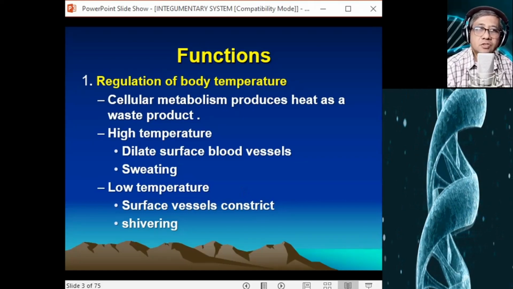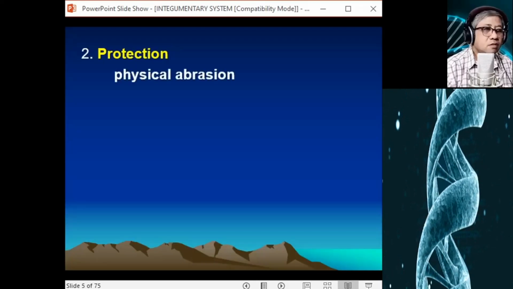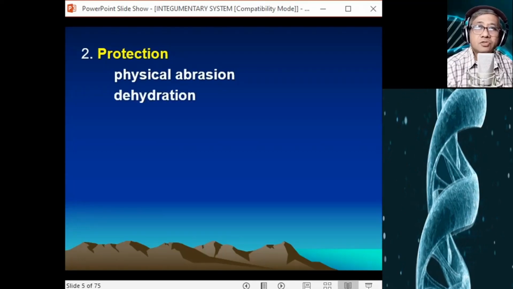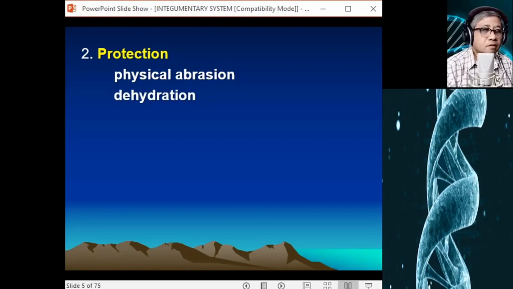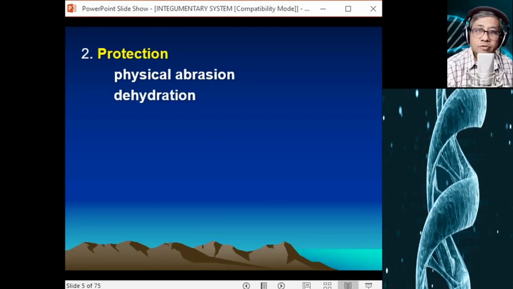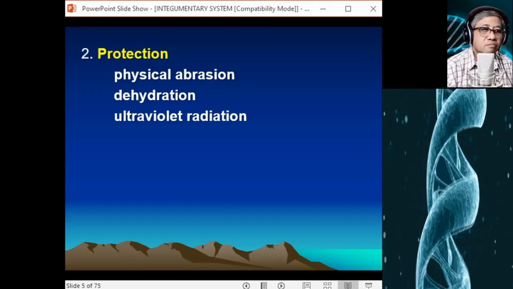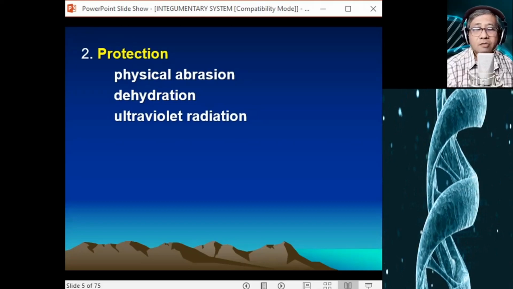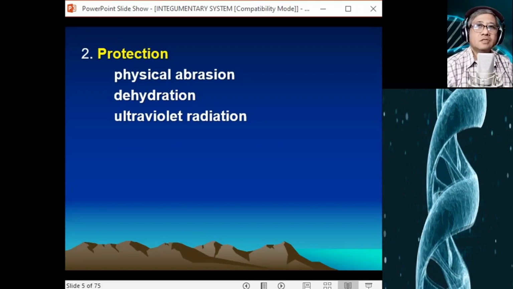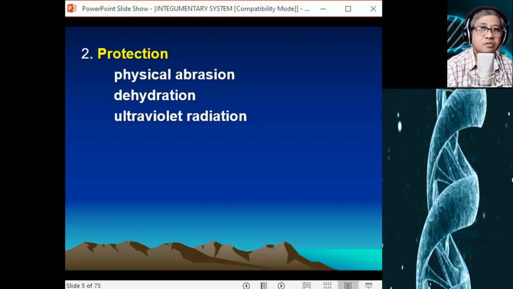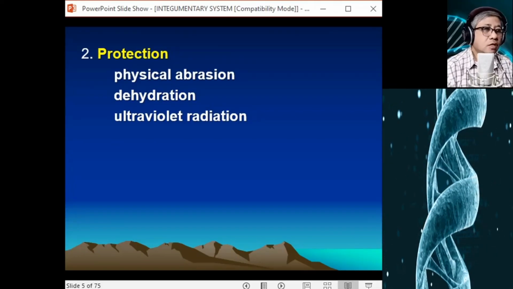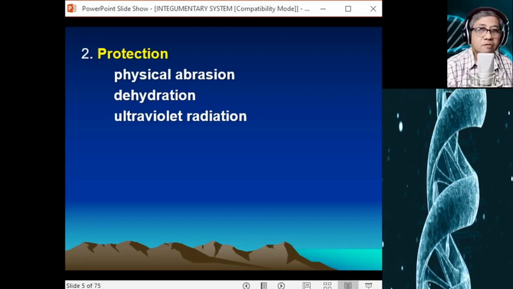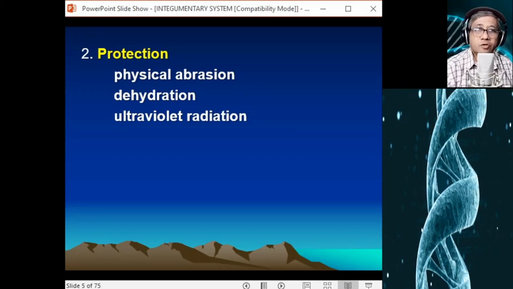Other functions of the skin include the following: protection. Protection means that our skin serves as a protective barrier that helps protect us from physical abrasion. Also, the skin is a waterproof covering that minimizes dehydration or the loss of water. It helps protect us from water loss due to the heat from the external environment that changes liquid water to vapor. And also as a protective barrier, the skin protects us from ultraviolet radiation from the sun.